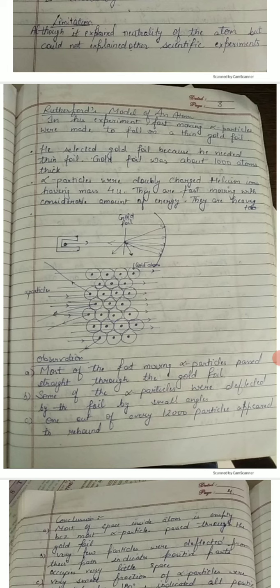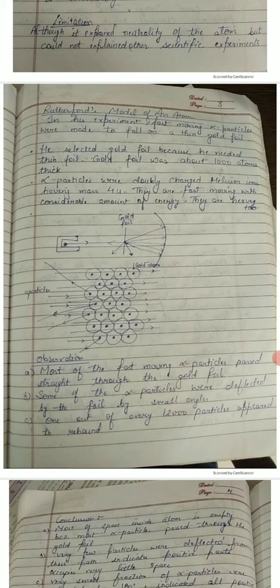When we strike the fast moving alpha particles on the gold foil, he observed that most of the alpha particles pass straight. You can see in the figure, most of the alpha particles pass straight. Then some alpha particles strike the atom and get deflected through some angle. Then some very few particles strike the atom and they rebound. These 3 observations he made after doing his gold foil experiment.